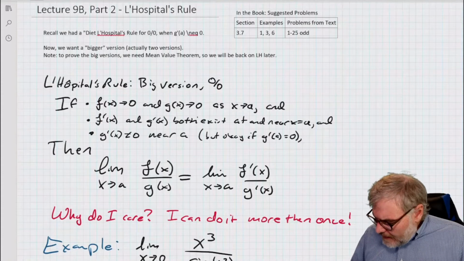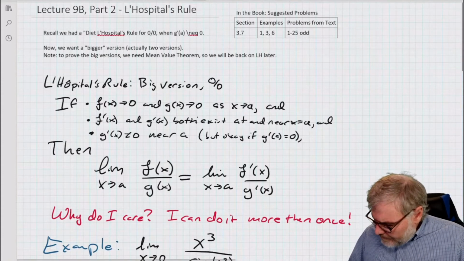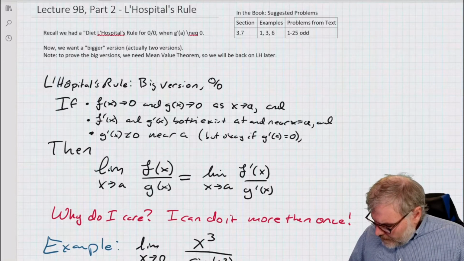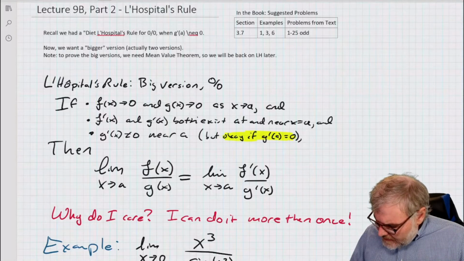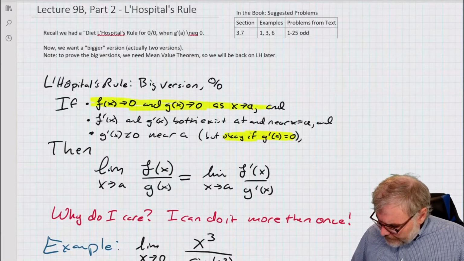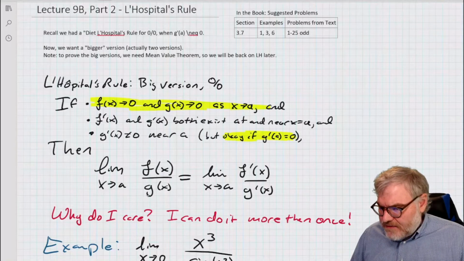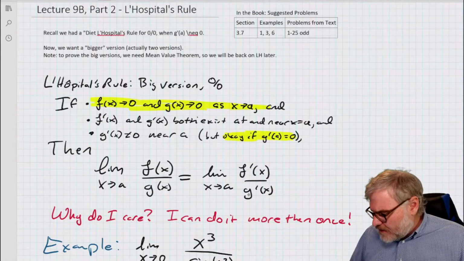These are the two big things. We're okay if g prime of a equals 0, and it still needs to be that both the top and the bottom are going to 0. Then the limit as x goes to a of f of x over g of x equals the limit as x goes to a of f prime of x over g prime of x.